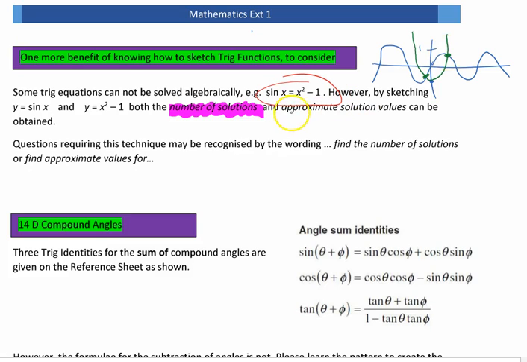It could say find the approximate solution value. So you might see that in a question. And at that stage, you are approximating what that value is and that value. And obviously we'd need more details on this graph to be able to approximate what these x values actually are. So just keep in mind that when you see a question that says find the number of solutions, or find approximate values, then drawing the graphs of the functions is a good idea.